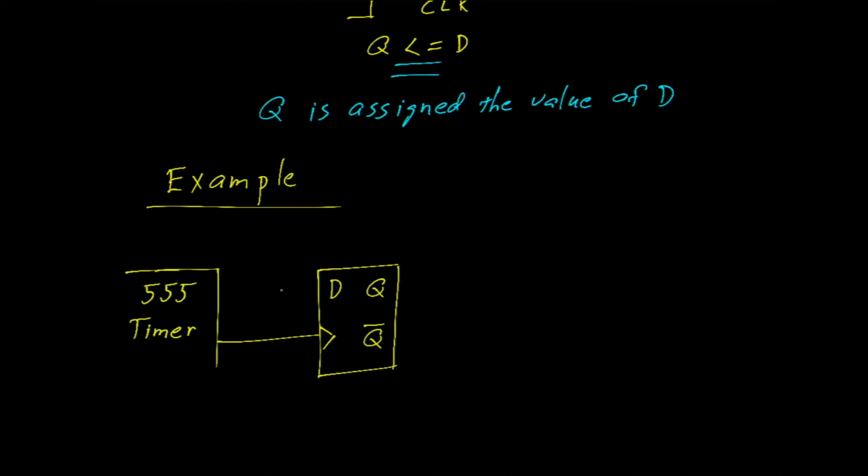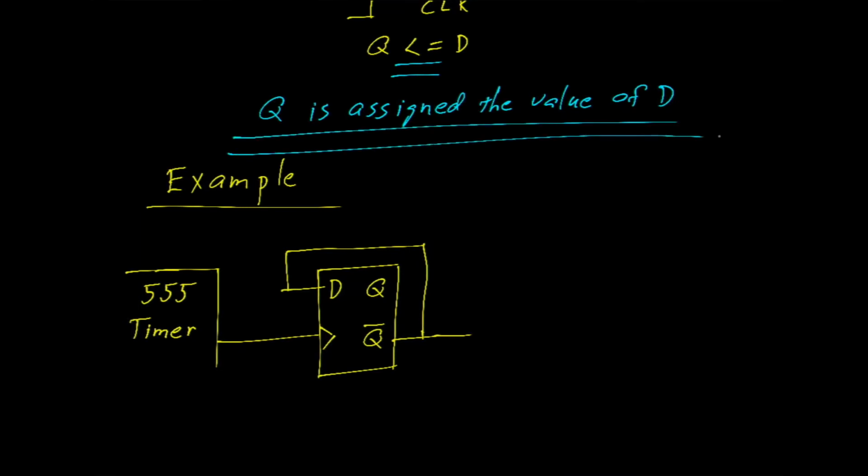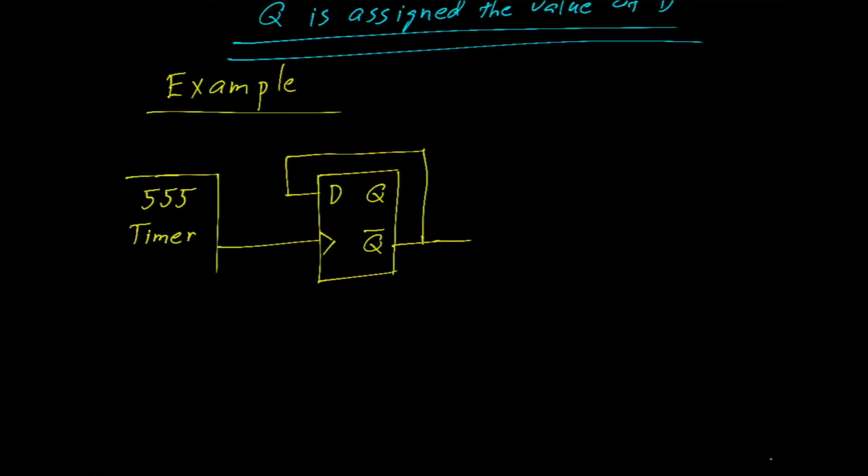And then let's do something interesting here. Let's take and connect D to the Q naught of that flip-flop. Earlier, we said that Q is assigned the value of D. We also know that Q naught takes on the value opposite of Q. We can show that on a timing diagram like this. Here is the clock signal coming from the 555 timer.